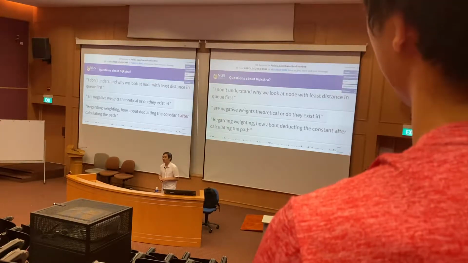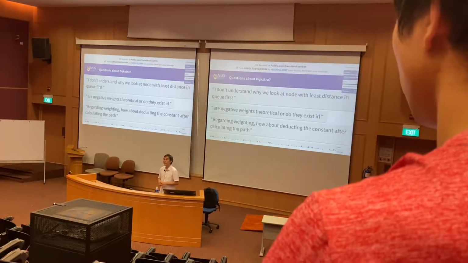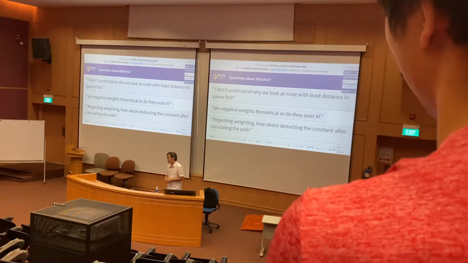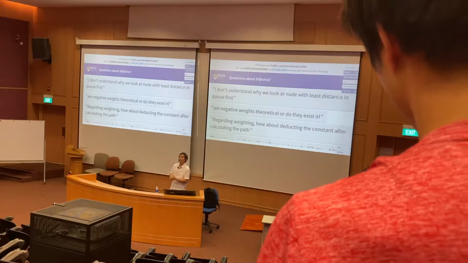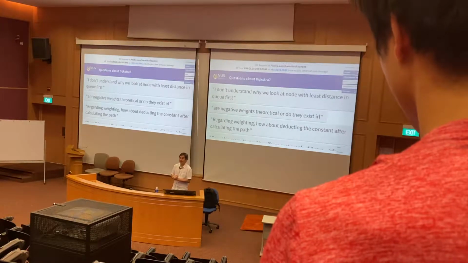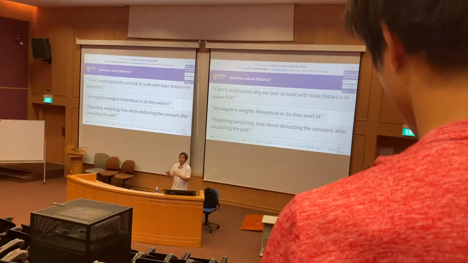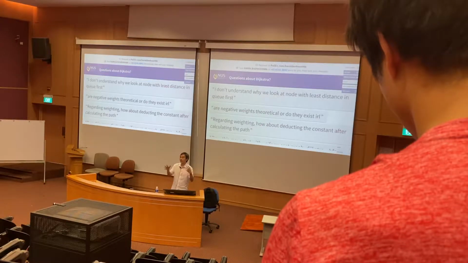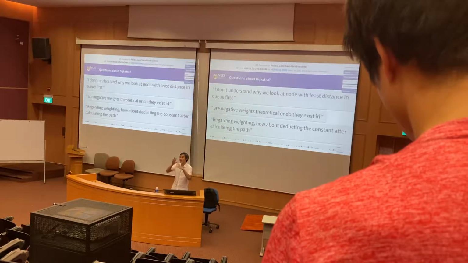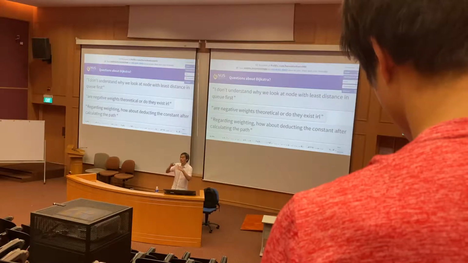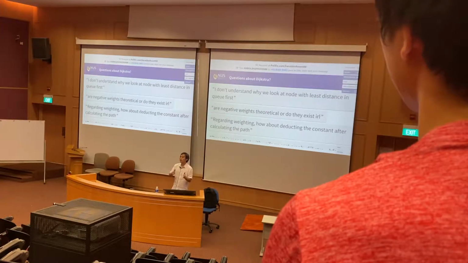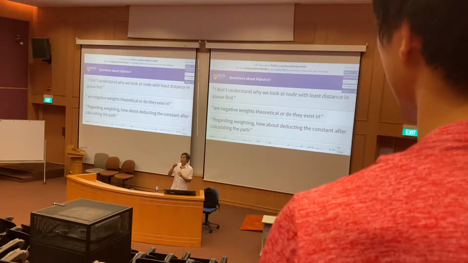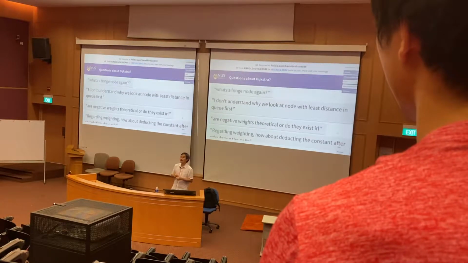I don't understand why we look at the node with the least distance in the queue first. The reason you look for the node with the least distance in the queue first is because its distance estimate is going to be correct. We proved this a while ago when we looked at the proof of Dijkstra. For all nodes that have not been finished yet, in the fringe nodes in the priority queue, you want the one with the least distance because that node has the correct distance estimate.